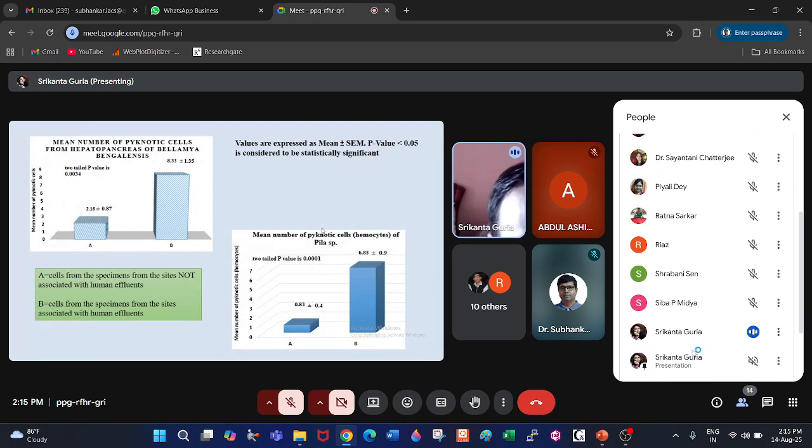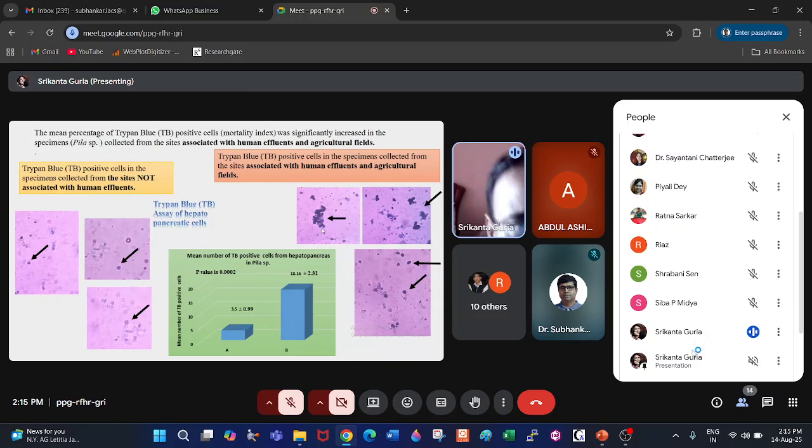The mean number of pycnotic cells from the hepatopancreas is very high in the B, that is the polluted site, and the p value is 0.0034. It is also statistically significant.